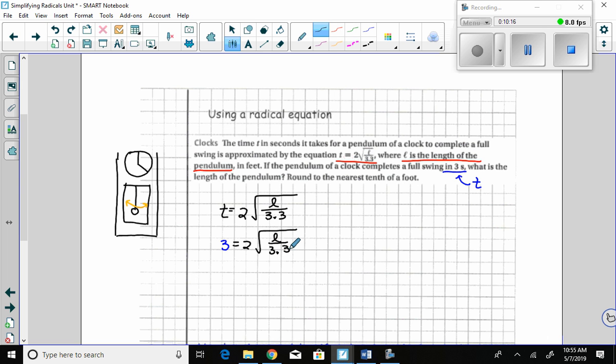So the first thing I actually have to get rid of is the 2. I've got to get rid of the 2, anything that's not inside the radical. So I'm going to divide everything by 2. And yes, I'm going to do the nasty. I'm going to actually put a decimal down. It kills me to do it, but I have to. So 1.5 is equal to the square root of L divided by 3.3.